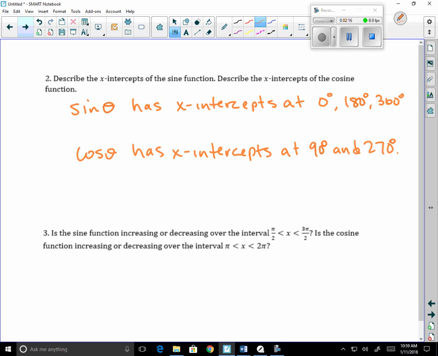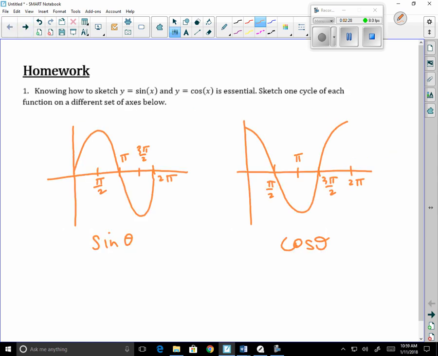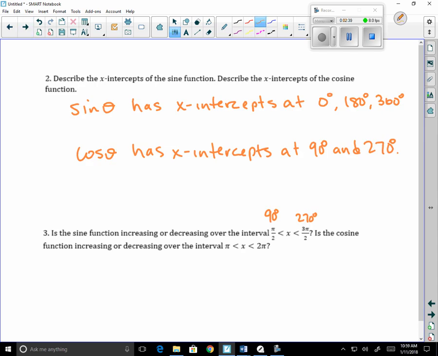Number 3 says, is the sine function increasing or decreasing over the interval from 90 to 270? So this is really 90 degrees, this is really 270 degrees. So if I look at my sine function from 90 to 270, I'm talking about this section of my curve. That yellow section is decreasing, so I can say that is going to be an example of decreasing. That's like for the first question.